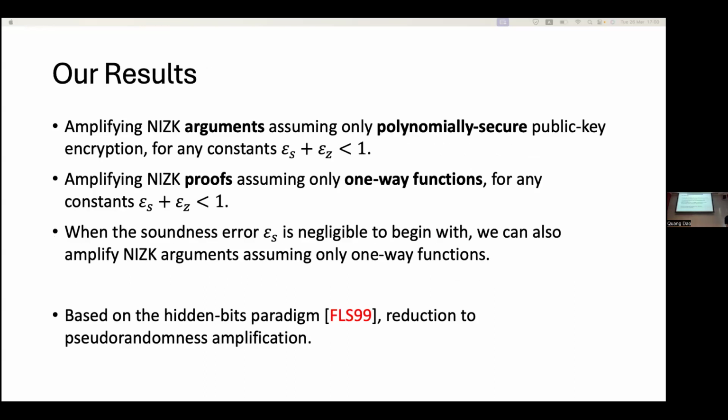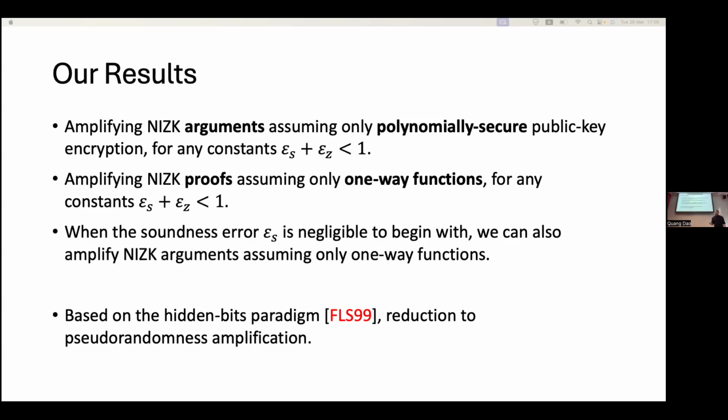All right, our results. We amplify NIZK arguments, with computational soundness, assuming polynomially secure public encryption. So we still assume public encryption, but the reduction is efficient, polynomial time. And we get the same parameters, any constant errors with the sum smaller than 1.